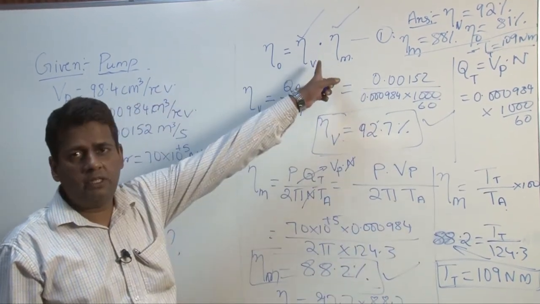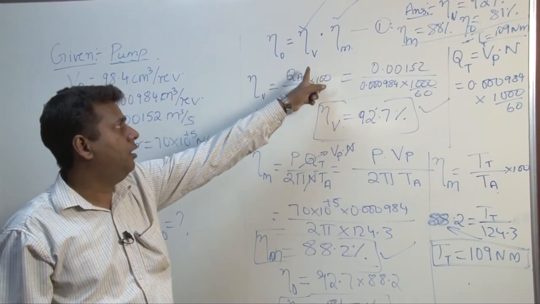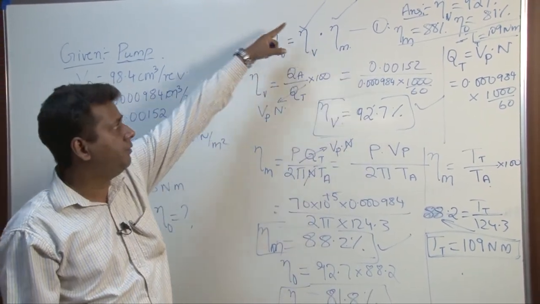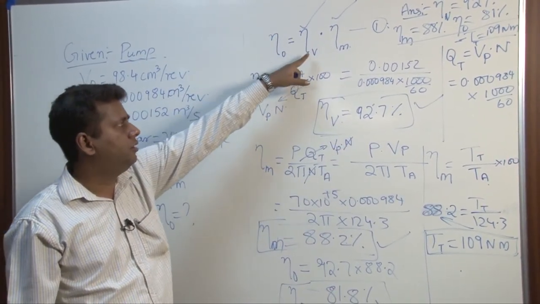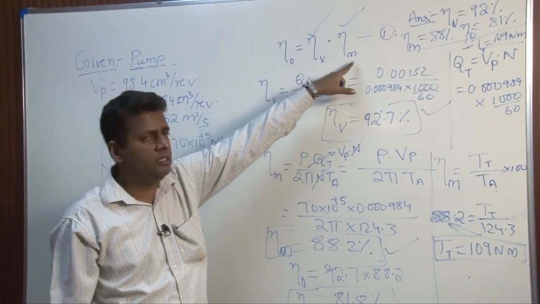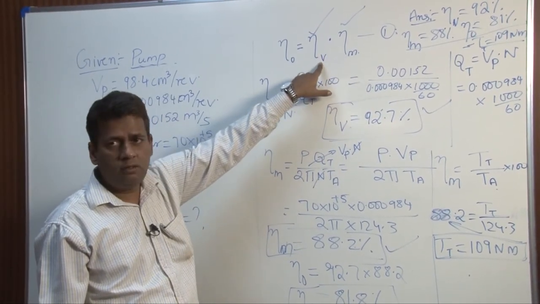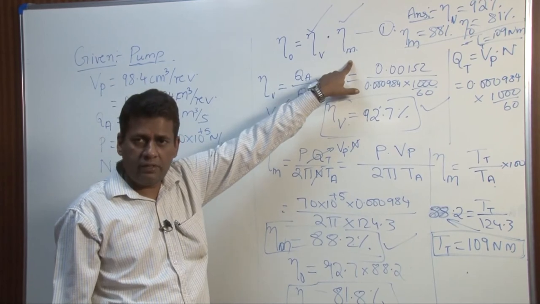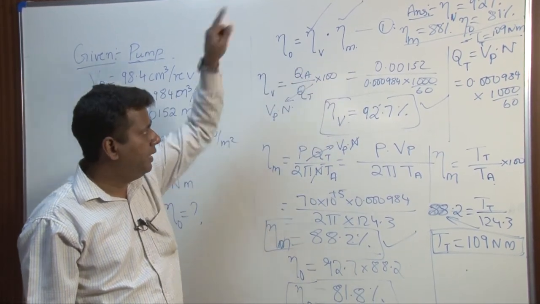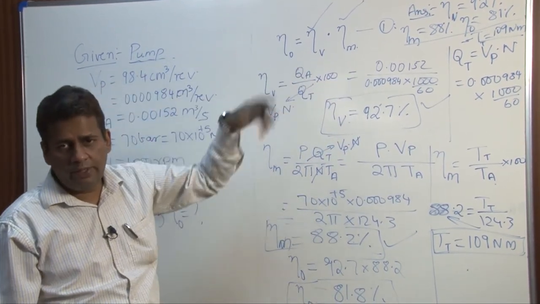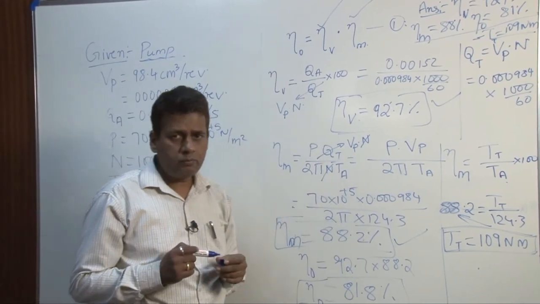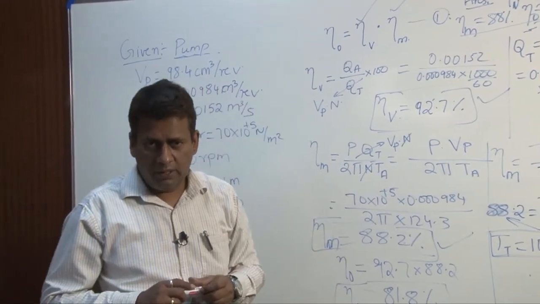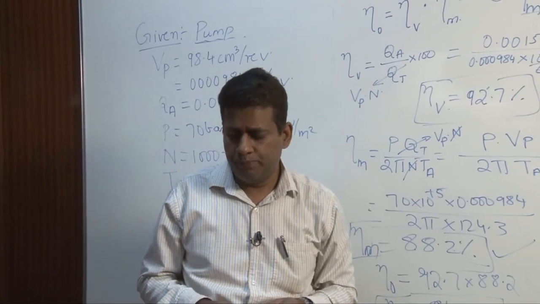Write down the main equation and try to solve all the sub equations. This is the main equation: overall efficiency depends on volumetric as well as mechanical efficiency. Find the volumetric efficiency, find the mechanical efficiency, combine these two and you will get the result. This is how you need to have a path. With this, we will move on to the next problem.